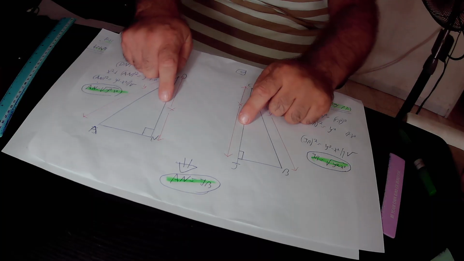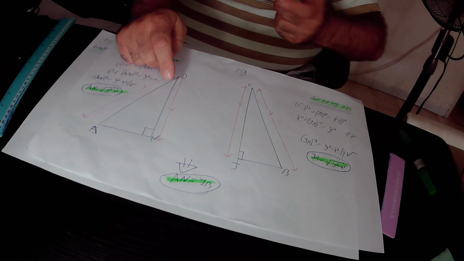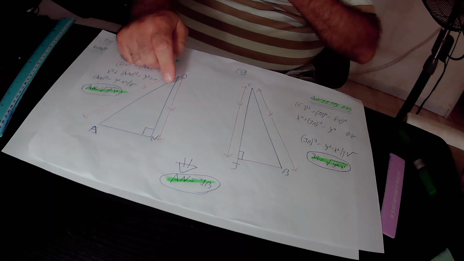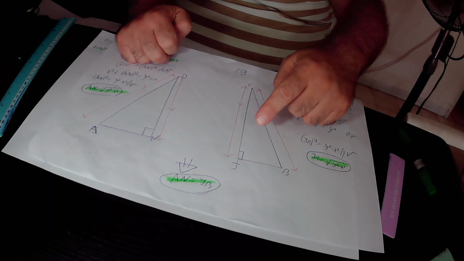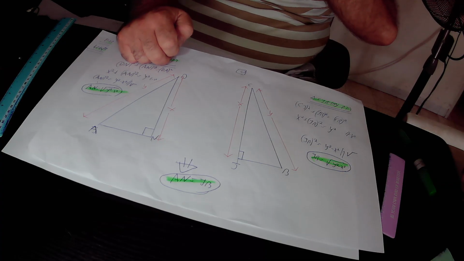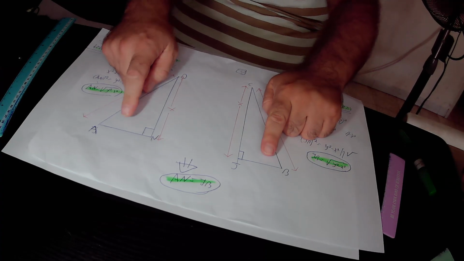Likewise, those two sides are also equal to each other, according to the rule that the opposite sides of a rectangle are equal to each other. If we define the length of side DN as x, then the length of side CJ must also be equal to x. Now we have to prove that those two sides are equal to each other.